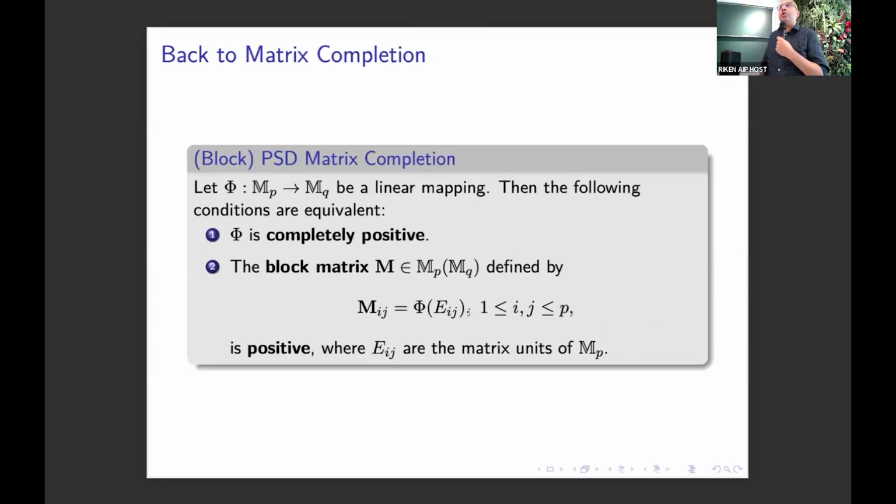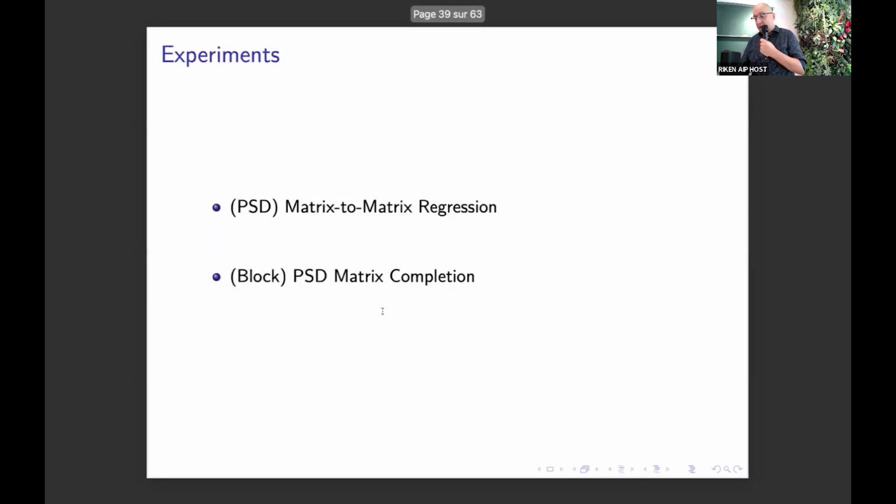How is this related to the problem of matrix completion? If you remember, in the beginning, to motivate the trace regression problem, I talked about matrix completion. There is also a connection between partial trace regression and completion, given by the following result. Phi is a completely positive map if the block matrix M constructed by applying phi to E_ij, the matrix having 1 at position ij and 0 otherwise, is positive.